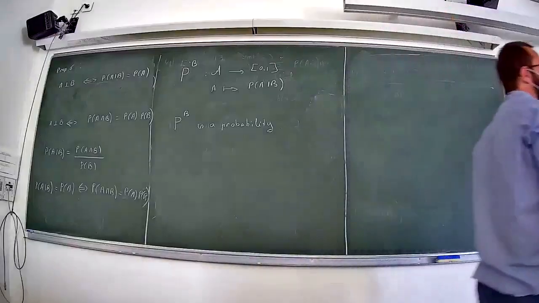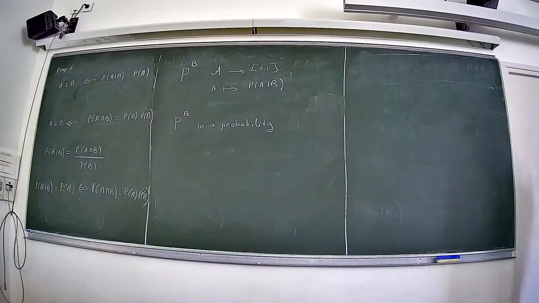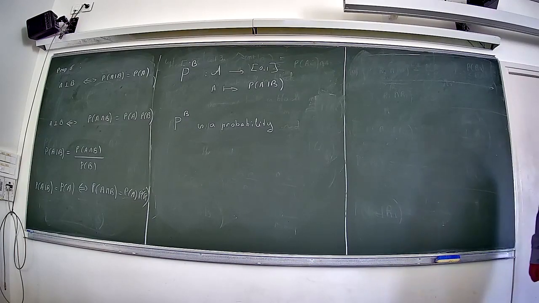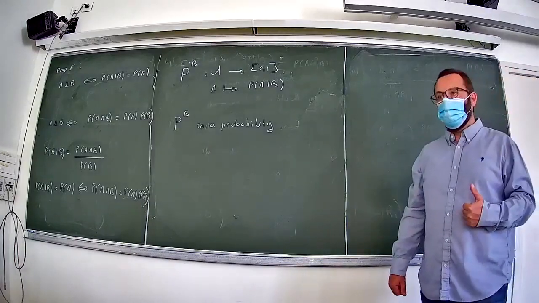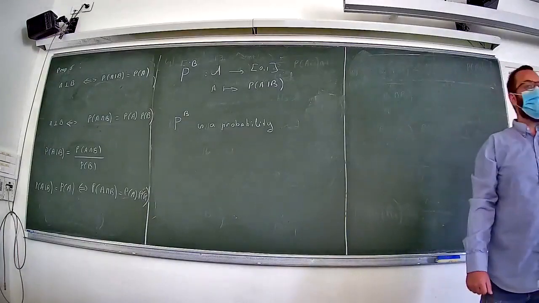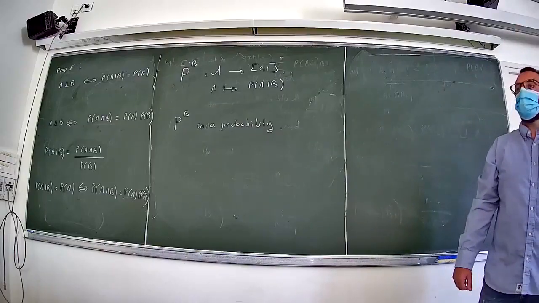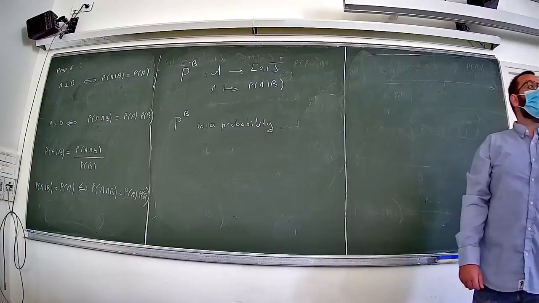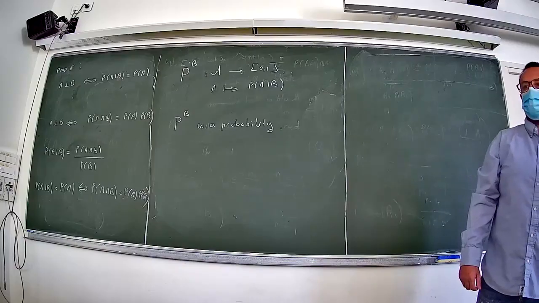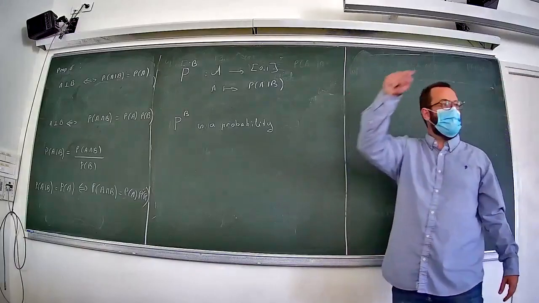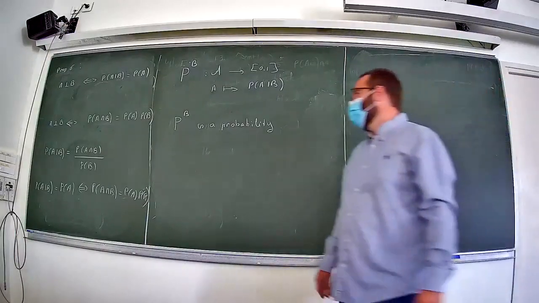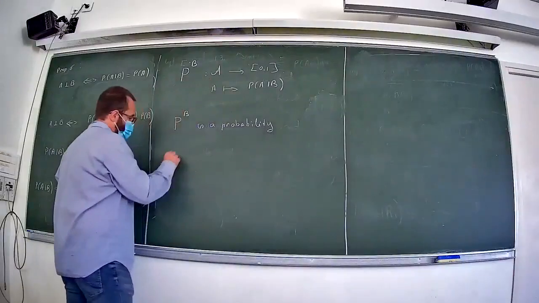Just to have the definition of what is a probability. So to prove that P_B is a probability, I have to prove that definition 7 is fulfilled. Okay, so I have 2 points to prove: that P_B of omega is equal to 1, and that if I have a sequence of pairwise disjoint sets, P_B of the union is equal to the sum of the P_B's. The only underlying hypothesis I have is the fact that P is itself a probability. Okay? So I have 2 points to prove.